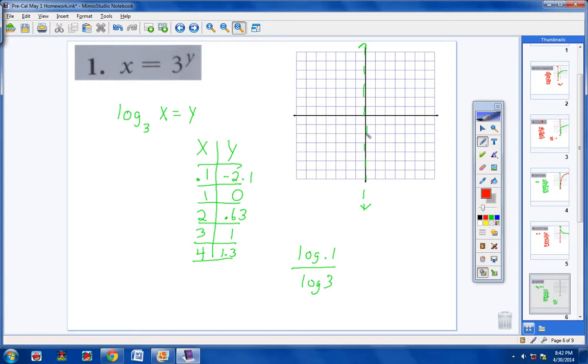At 0.1 I'll be at negative 2.1. At 1 I will be at 0. At 2 I will be at 0.63. At 3 I will be at 1. And at 4 I would be at 1.3. And then go ahead and sketch your graph, and it's going to have that normal curve shape to it, and we're ready to move on to number 3.